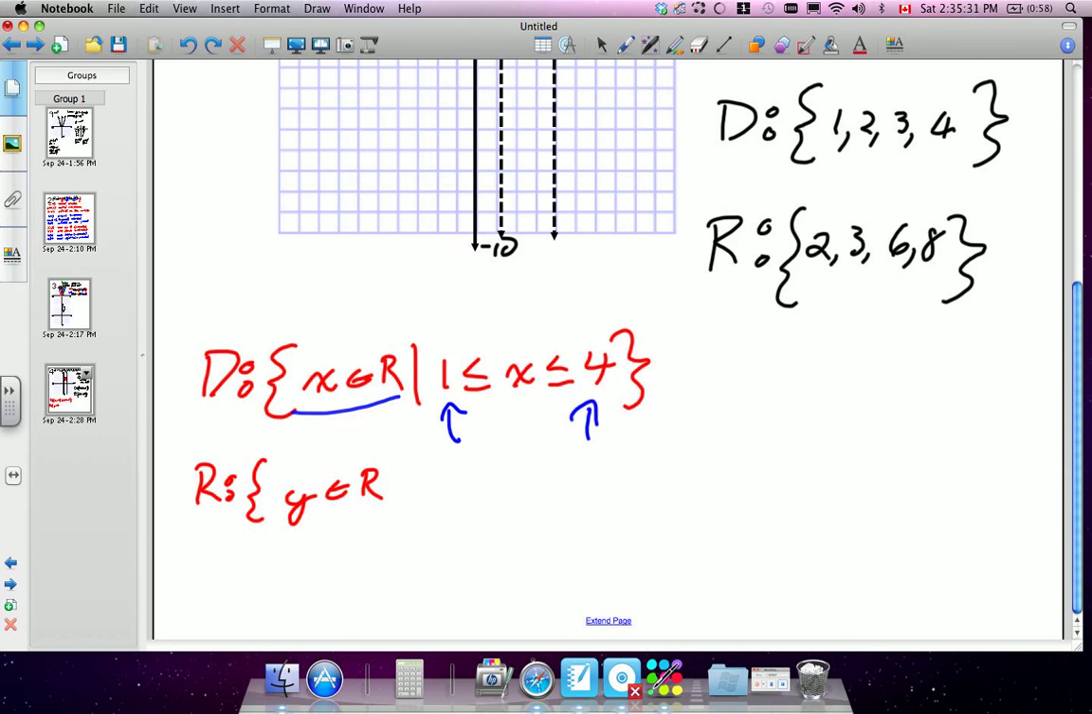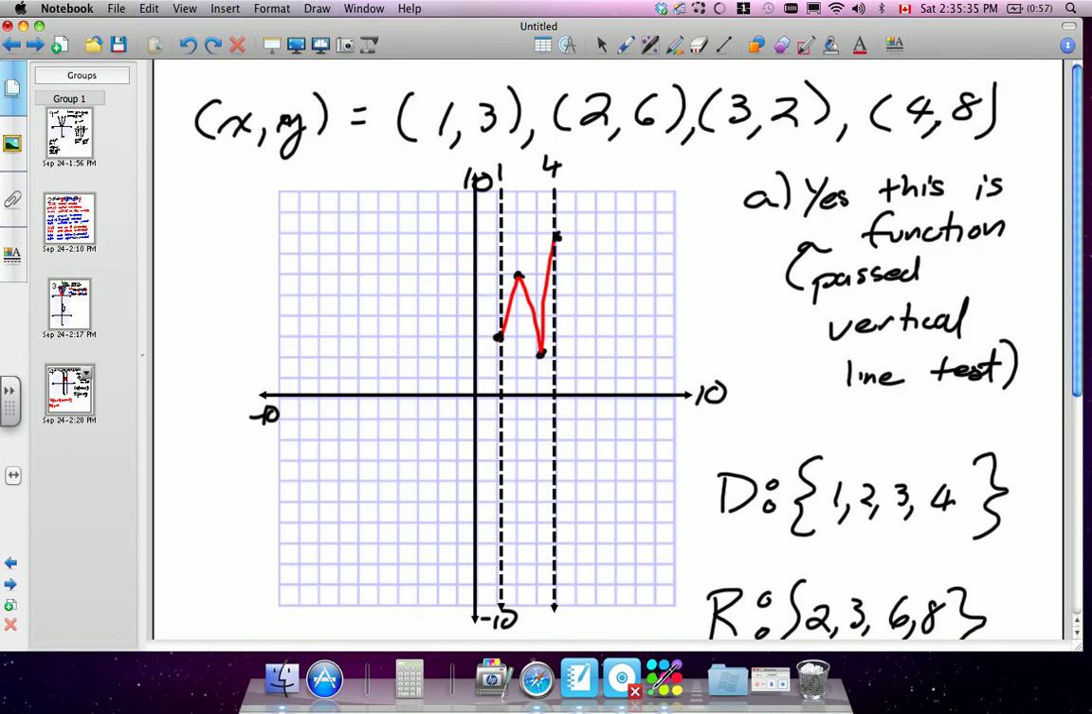Okay. What about range? What's the lowest point of the range? You think it's 3? That would be 3. Is that the lowest point? No. What is it? 2. Yes. Here's our lowest point. So there's our range, and what's the highest point? 8.